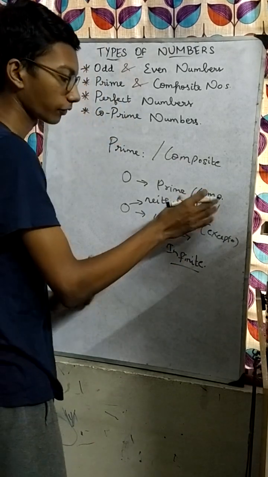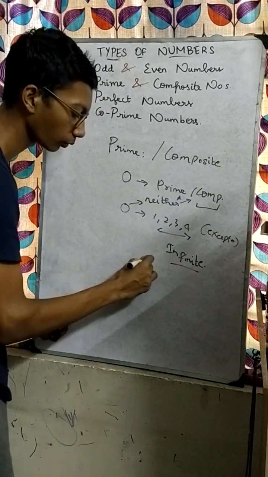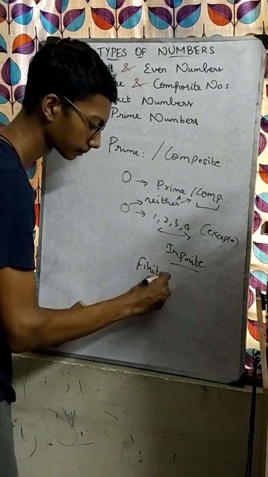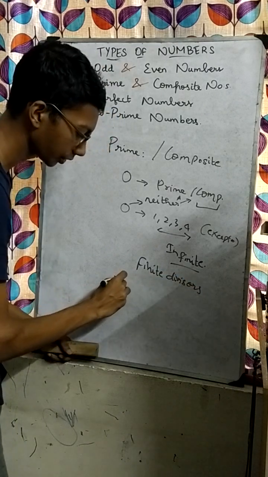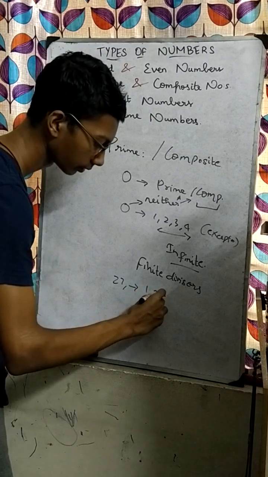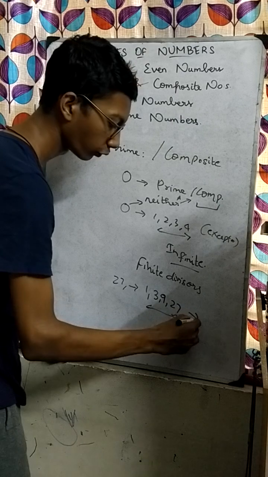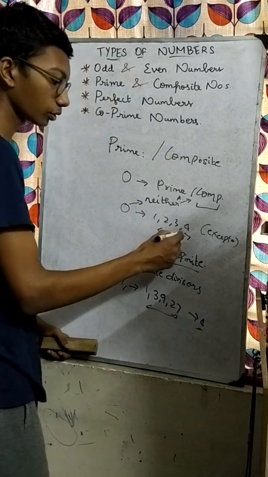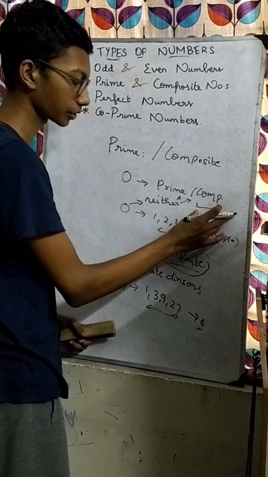The factors of a number, if you want to say it is a composite number, it has to have finite divisors. As we saw earlier with 27, it had divisors of 1, 3, 9 and 27. That's it. So it has 4 divisors. But 0 has infinite divisors. So it cannot be said as a composite number.